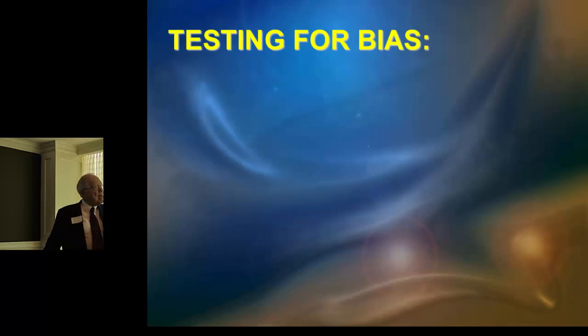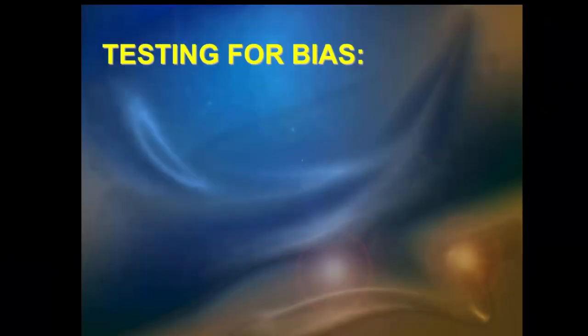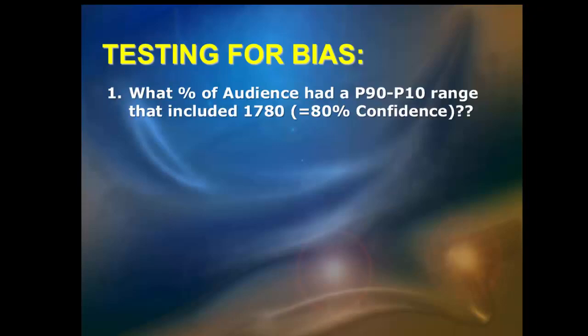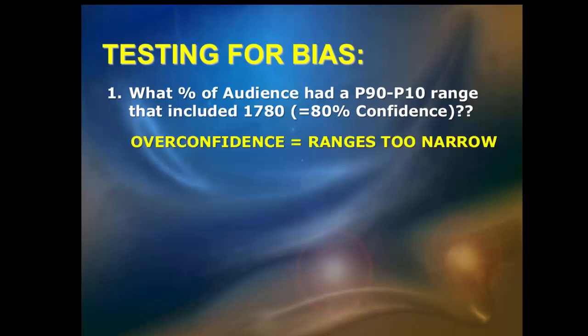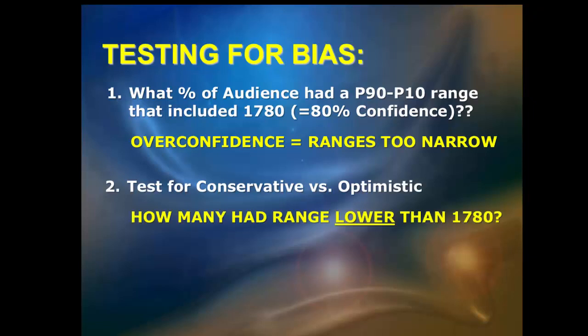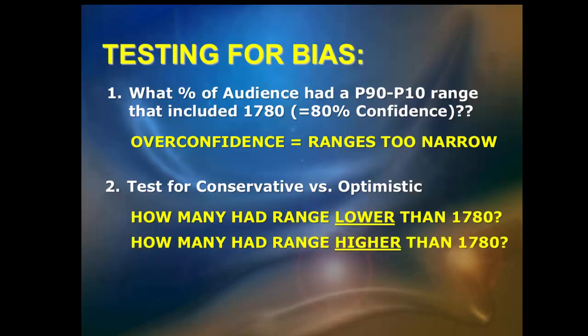Now, we can test for this, like measuring the tables. We tested a minute ago when we said you actually were estimating as a group at about 25% confidence. We asked you to do 80%. So we showed you that. You're overconfident. Your ranges are too narrow. We can also test for conservative versus optimistic. How many had a range where the total range was lower than 1780? Okay, thank you. Anybody have a range that was higher than 1780? Okay, so as a group, you were not only overconfident, but you were conservative. And all I'm trying to get you to see is we can analyze this stuff, if we will.